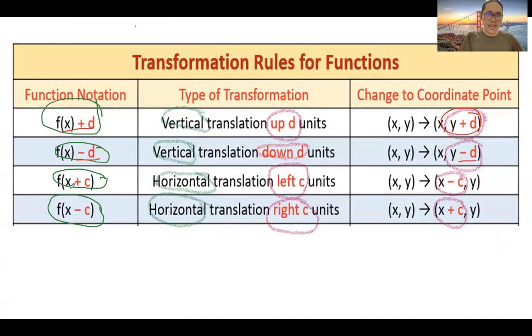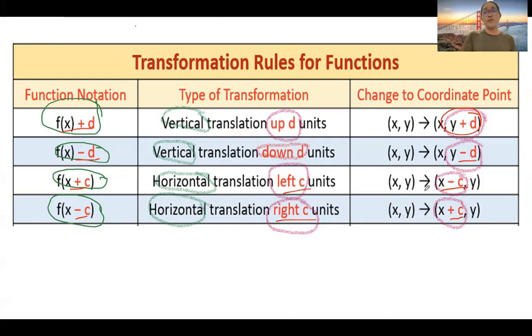And if you have x plus c, then since it goes to the left, you are going to subtract c from your x. And if it's x minus c, that means your c is positive, it goes to the right, then you'll add c to your x coordinates. So that's it. This is very simple for you if you just follow the rule.